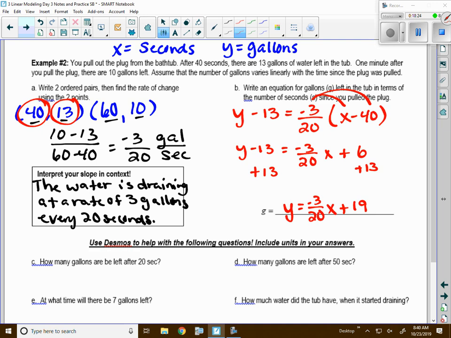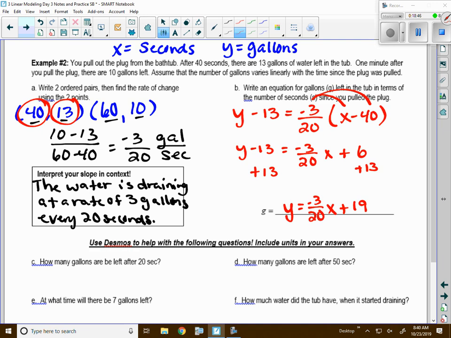Do you agree with me? You get 19 for your y-intercept? No? Yes? Thank you. You're looking at me like I'm crazy. Should be 6 and then add 13, 13. Okay, so let's break it down.